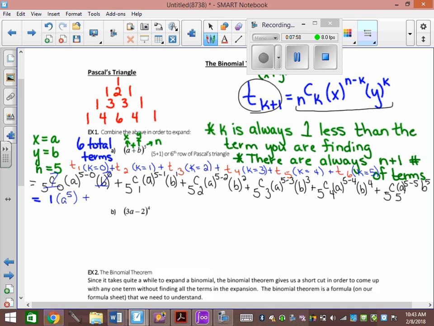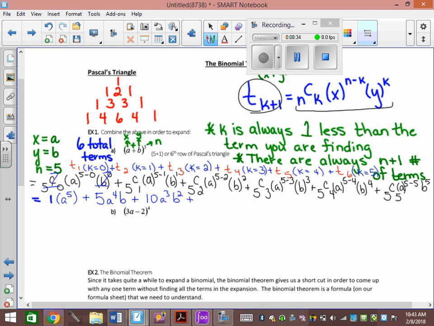I have 5, I choose 1. How many ways can I do that? 5 ways, right? If I have 5 people here and I choose 1 at a time, how many different ways can I do that? I can pick one person or I can pick the next, so 5. A to the 4, B to the 1, so B. Plus 5 choose 2. What's that? 10. A to the 3, B to the 2.